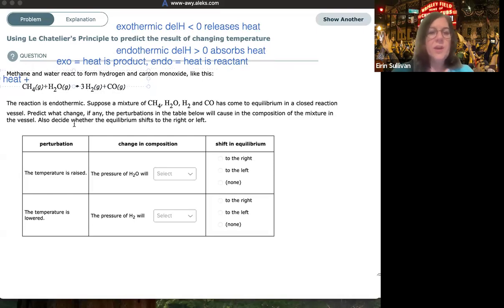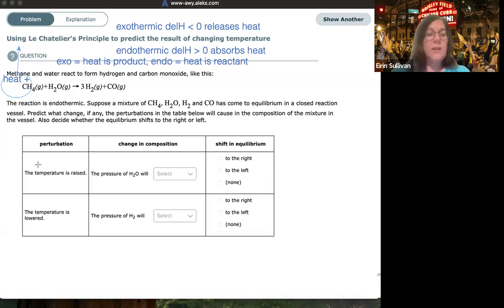All right, so we have a mixture that's come to equilibrium. Predict what change the perturbations in the table will cause. Okay, so the temperature is raised. So if the temperature is raised, I'm going to interpret this just like I was increasing the concentration of one of the reactants or products. Heat is a reactant for an endothermic reaction. So I've increased the temperature, so I have added more heat.